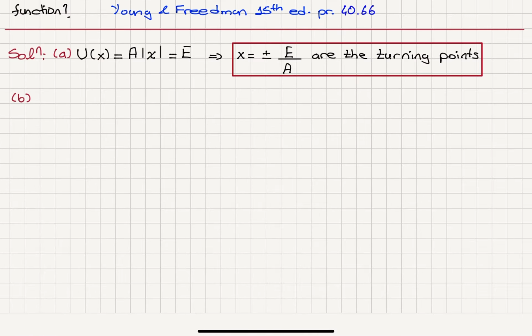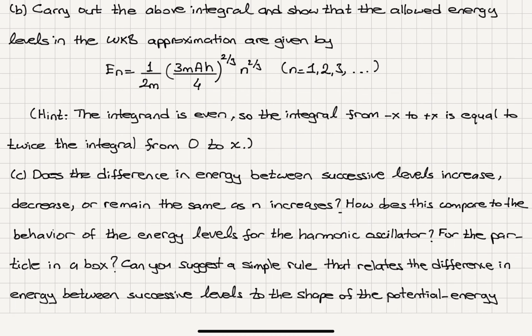Now let's move on to part B of the problem. Carry out the above integral and show that the allowed energy levels in the WKB approximation are given by 1 over 2m times (3mAh over 4) to the power 2/3 times n to the power 2/3, where n is 1, 2, 3, an integer. Hint: the integrand is even, so the integral from minus x to plus x is equal to twice the integral from 0 to x.